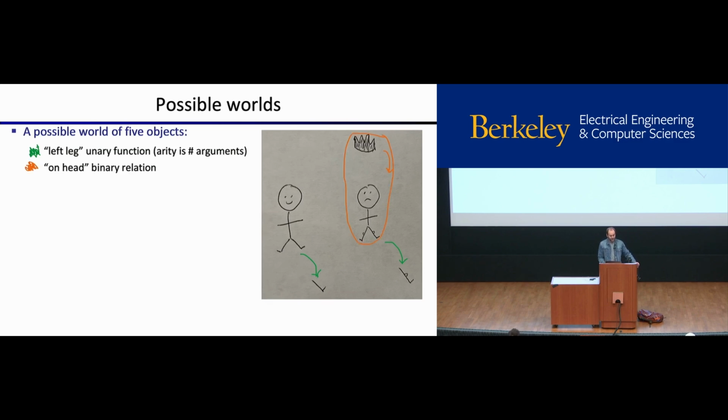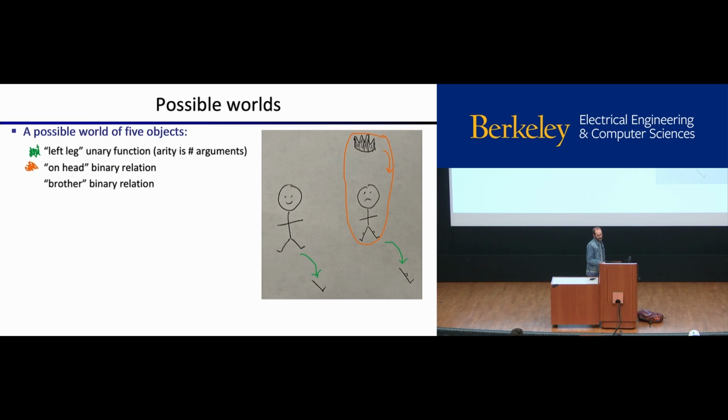We also have relations, and they can have arbitrary arity. They can take as many arguments as you like. So this is a binary relation, which takes 2 arguments. It takes an ordered pair of arguments. And a possible world needs to tell you what pairs of objects make the relation true. So this on-head binary relation is defined such that if this is the first argument and that's the second argument, then the relation returns true. If any other ordered pair of objects is input to this relation, then it returns false.